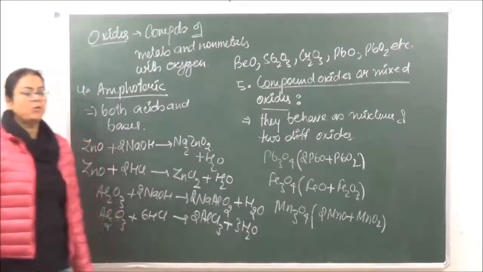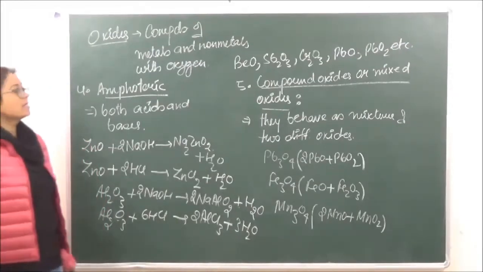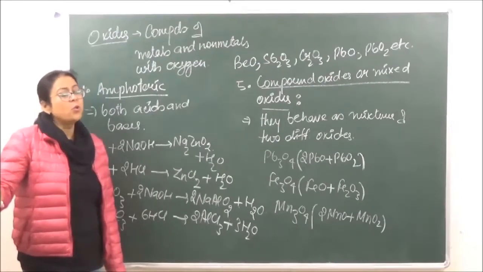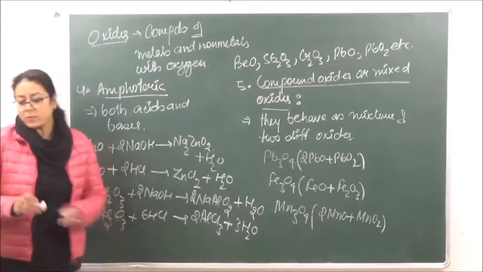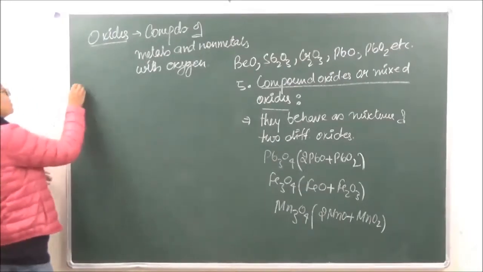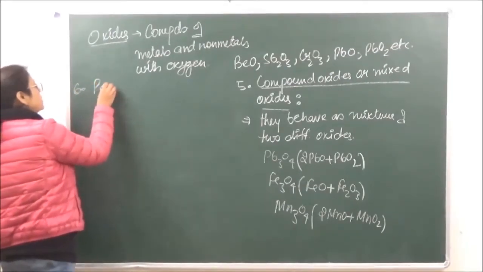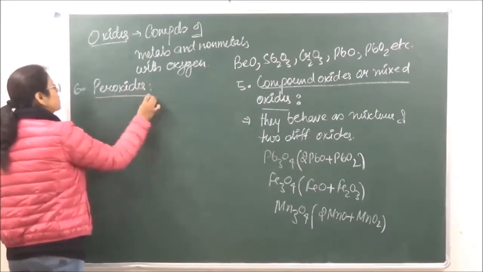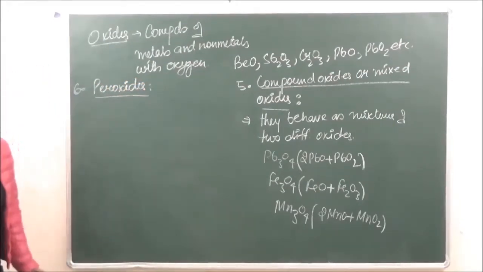MnO and MnO2. So these are known as mixed oxides, in which one oxide is a mixture of two oxides, right? Next we have peroxides, the sixth one. Peroxides क्या होता है? These are oxides that, when treated with dilute acids, form hydrogen peroxide.